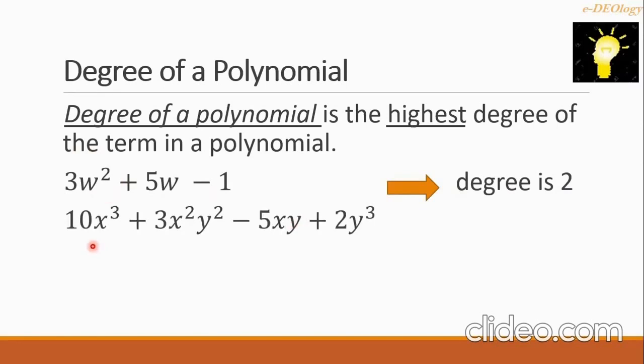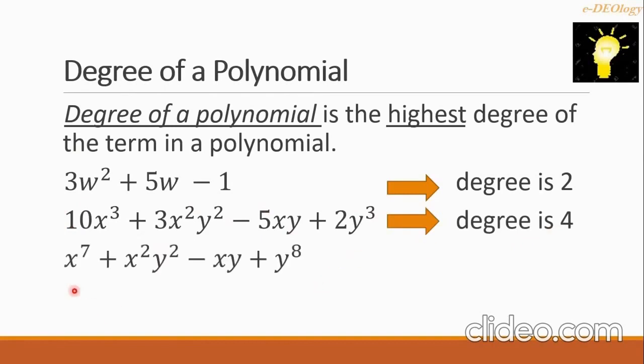Let's have the second example, 10x cubed plus 3x squared y squared minus 5xy plus 2y cubed. Let us identify the degree of each term. In the first term, the degree is 3. In the second term, the degree is 4. Third term, degree is 2. Fourth term, the degree is 3. So the highest is in the second, and that is degree of 4. So the degree of this polynomial is 4.